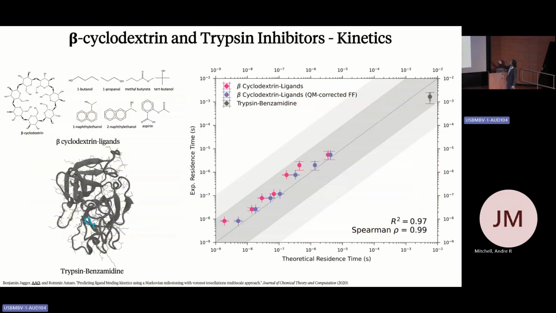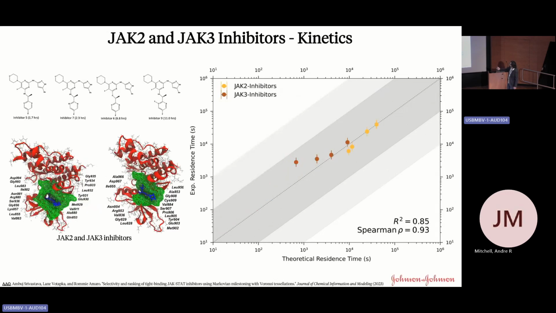And let's take back again from the approach where we started. This is in 2020, where we started with trypsin, benzamidine, and beta cyclodextrin, or the host-guest complexes, very common. And we started from here. With Janssen, we moved on from here to JAK, and you see the residence time approximation. You see the Spearman correlation coefficient, the R-square value.